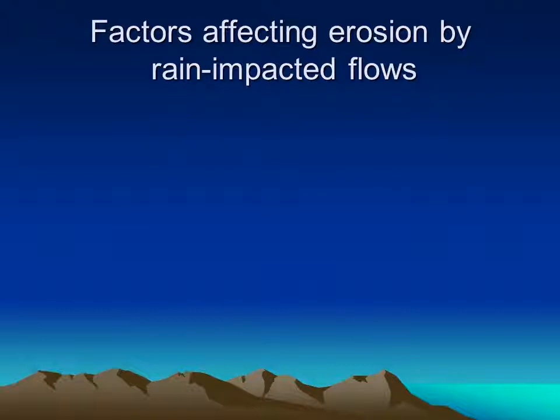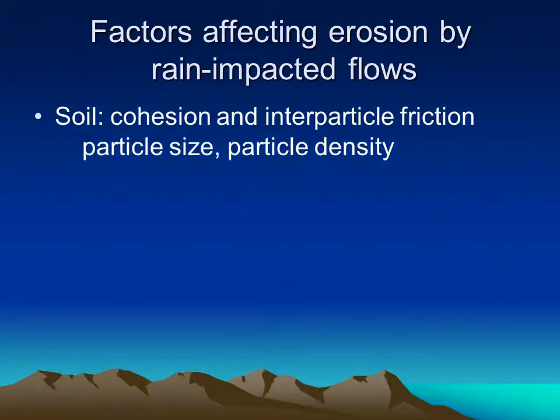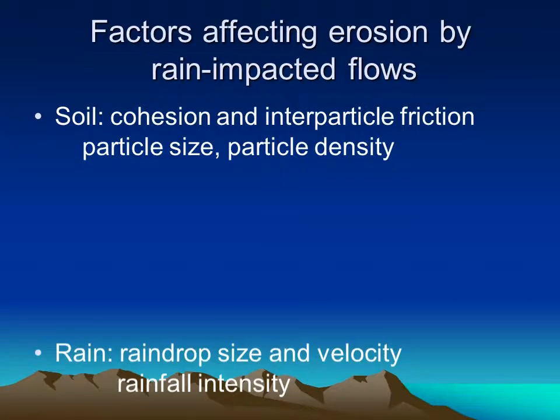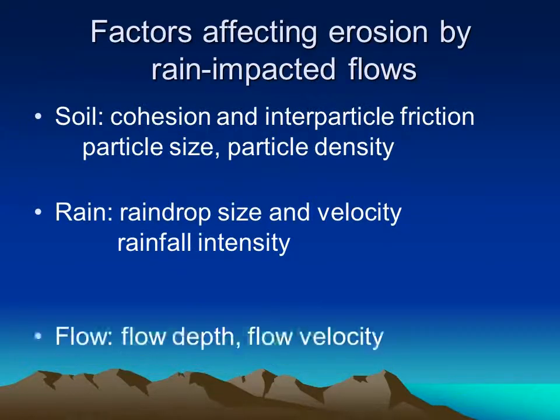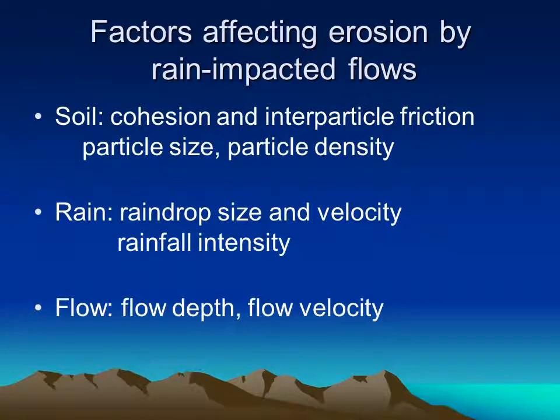There are a number of factors that influence what happens in rain-impacted flows. From the soil perspective, cohesion and interparticle friction influence detachment, and then once particles are detached, their size and density are important. Raindrop size and drop velocities are important in influencing detachment and transport, as well as raindrop impact frequency, which is related to rainfall intensity. And then of course we have the flow effects, which are flow depth and flow velocity.